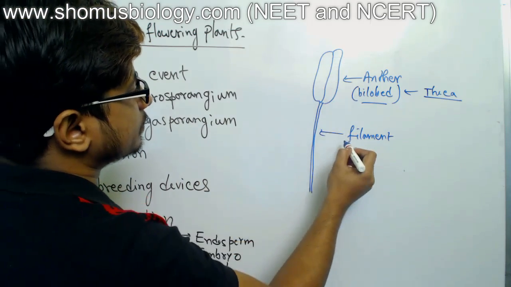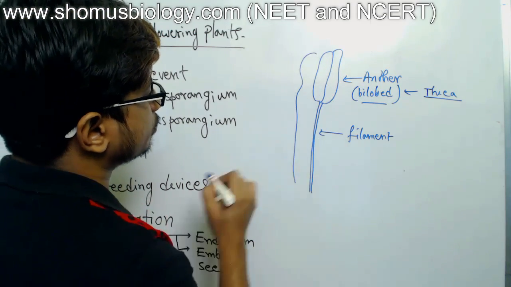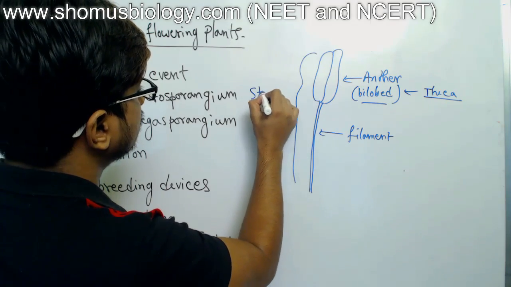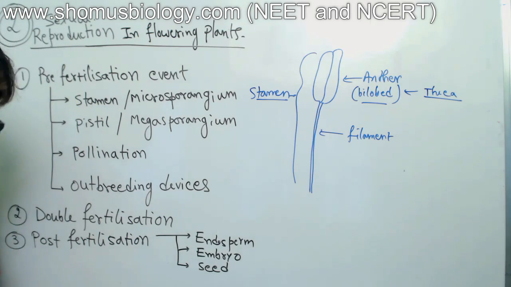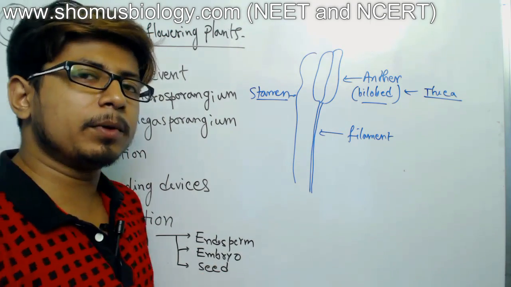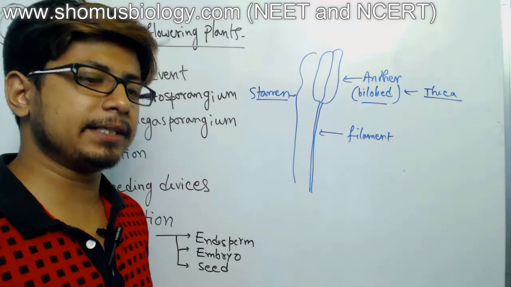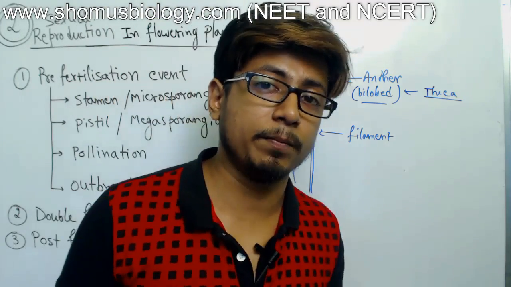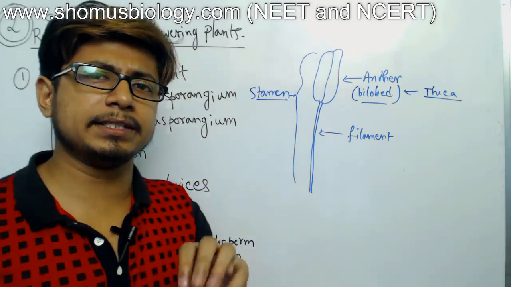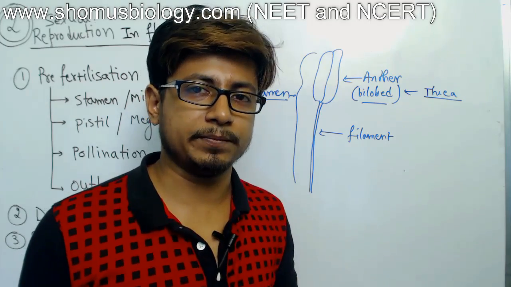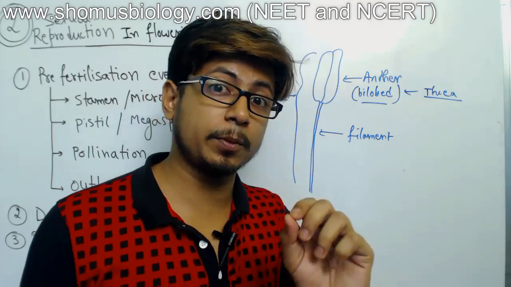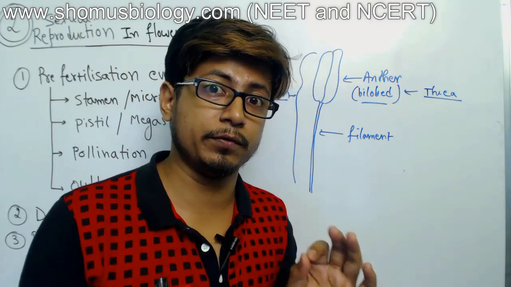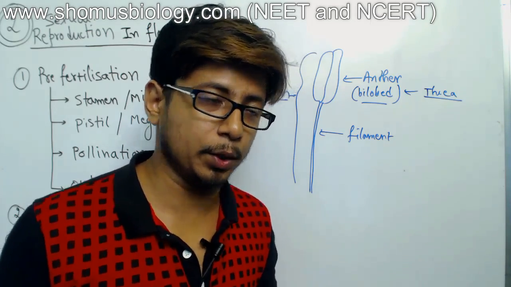This part is the anther, this part is the filament, and all these structures together are known as the stamen. Okay. Now remember one simple thing. Whenever we are looking at the male part or female part of a flower, before understanding the fertilization event, you need to know the morphology in detail and how exactly the gamete is produced. That's what we need to find out in this particular video.